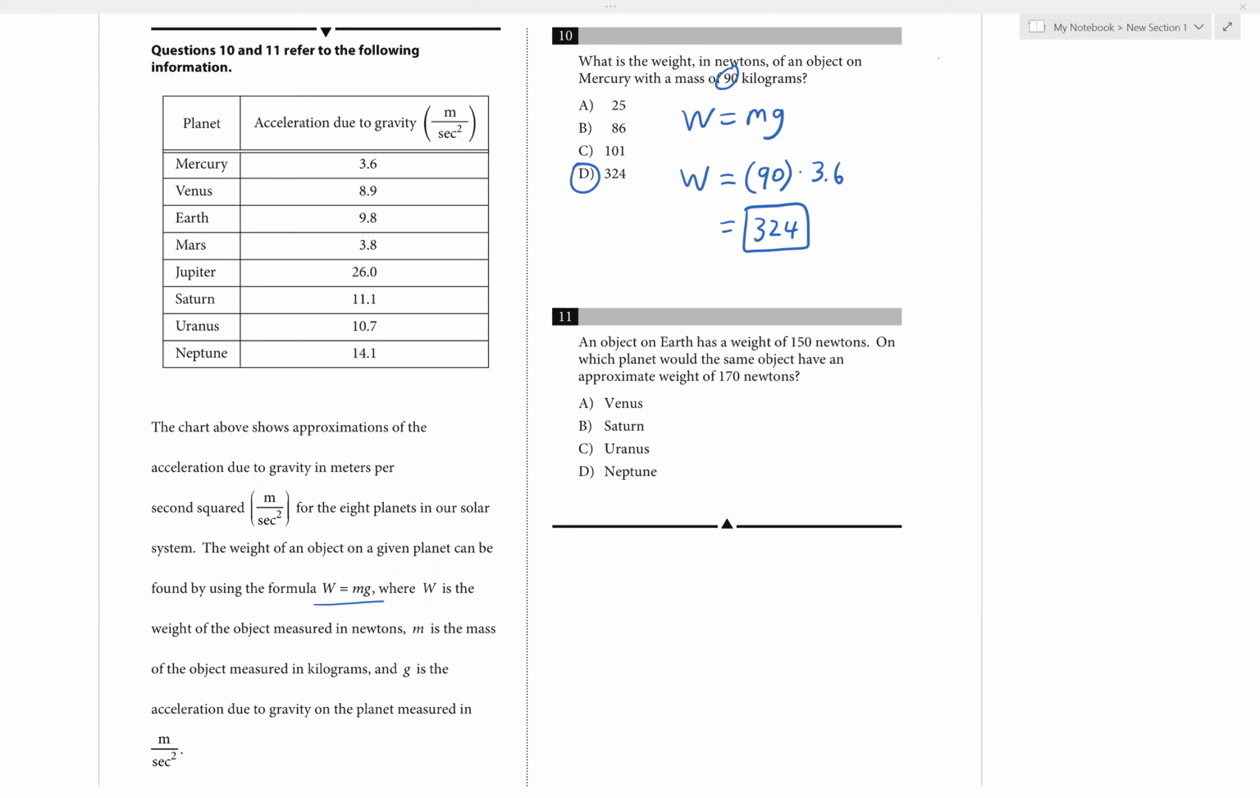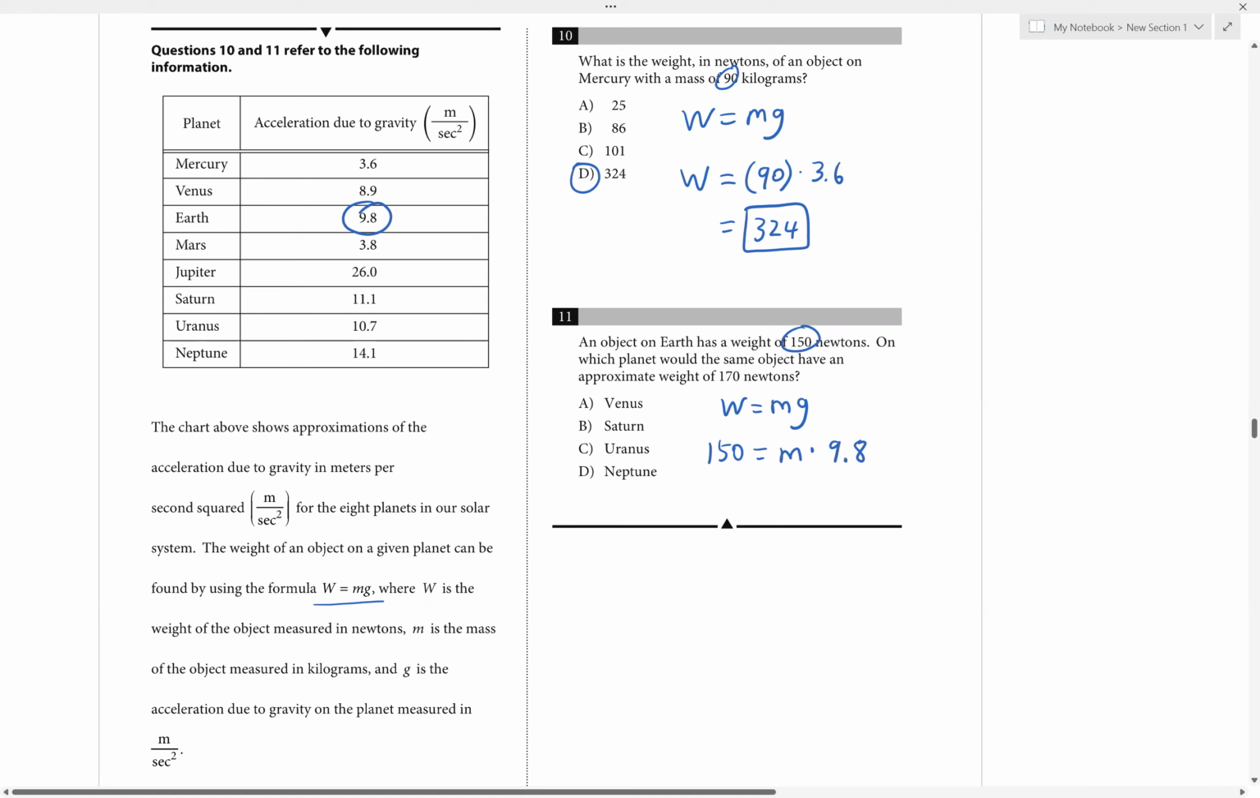All right. So what we can do is start with our formula for this question. W equals mg. W is the weight, m is the mass, and g is the acceleration due to gravity. So if the weight on Earth is 150, plug in W equals 150. We don't know the mass of the object, but we do know that on Earth the acceleration due to gravity is 9.8. We can figure it out from the table. So you can go ahead and plug it in.